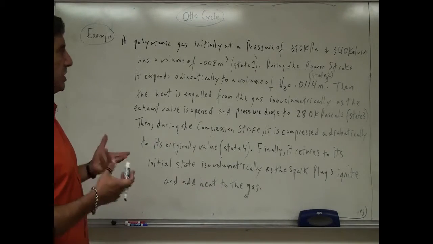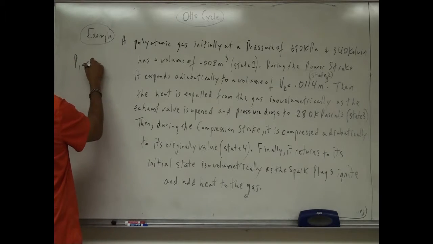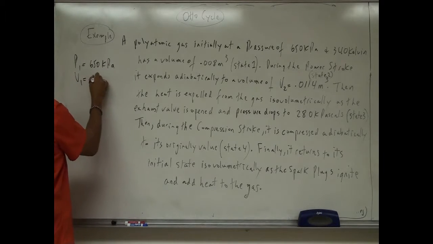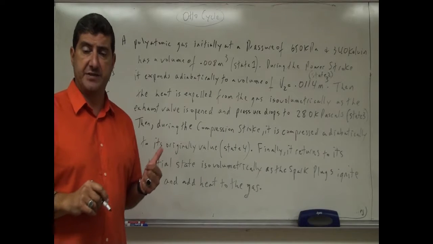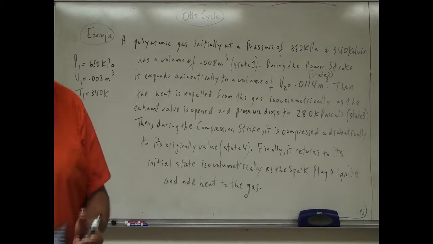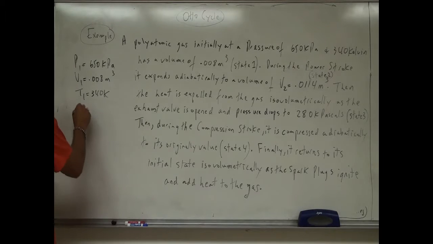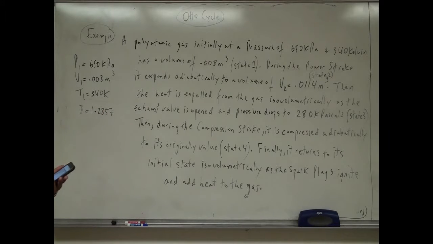Okay, so now let's write down all our given information. P1 is going to be equal to 650 kilopascal. V1 is going to be 0.008 cubic meter. T1 is equal to 340 Kelvin. Remember, we calculated the gamma of this gas, so I'm going to use the same value. It's a polyatomic gas, so gamma is going to be 1.2857. And then the number of moles we also calculated.